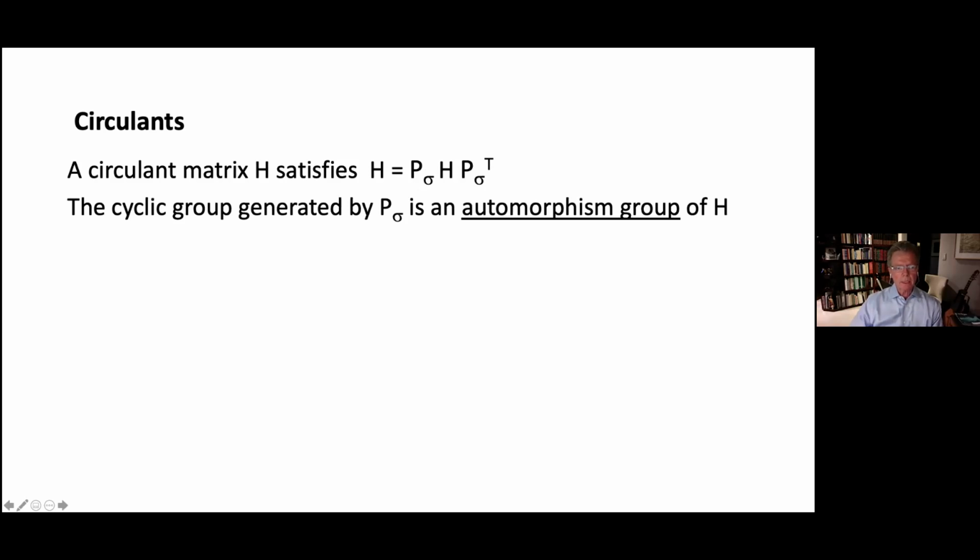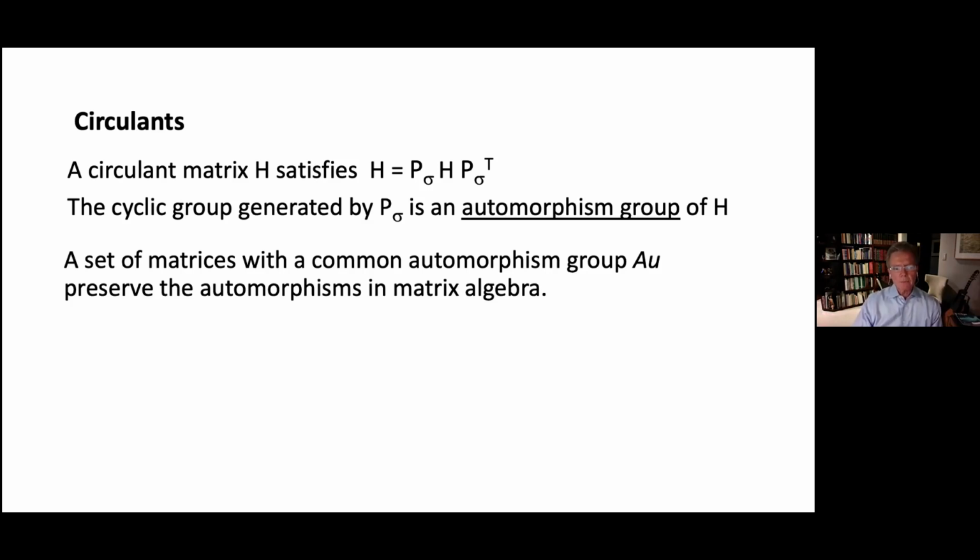So this is nothing new if you're used to circulants. This is just a way of saying what the circulant is. You can shift the vector over, pass it through H, and then shift it back, and you get the same answer. That's because H has that cyclic shift property itself. That's a way of expressing it.